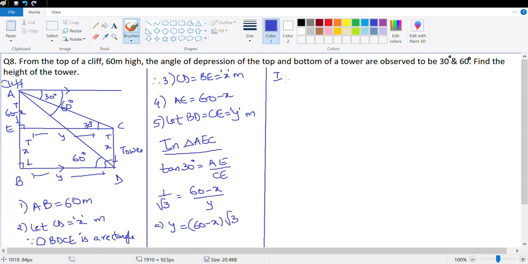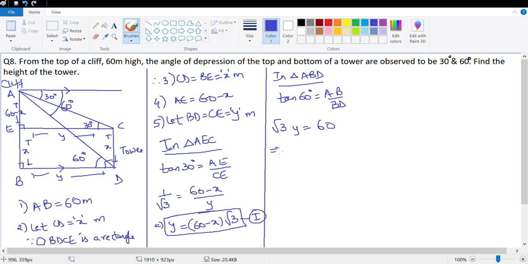Next, in triangle ABD, I have tan 60 degree is equal to AB upon BD. Tan 60 degree is root 3 multiplied with BD, which is Y, is equal to AB, which is 60. So root 3Y is equal to 60. What we need to find? We need to find the height of the tower, which means I need to find X. So let me equate Y so that I am left with only variable X. So let me call this equation 1. Done, which means this equation will give me Y is equal to 60 upon root 3.